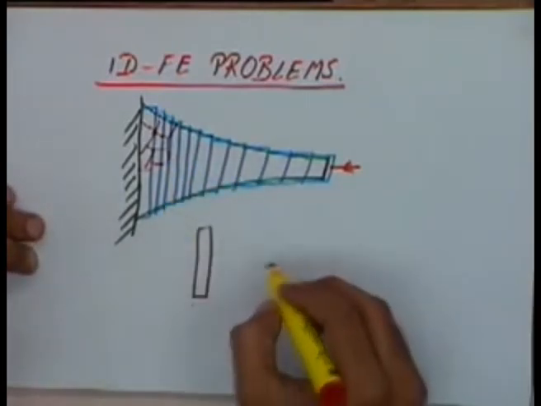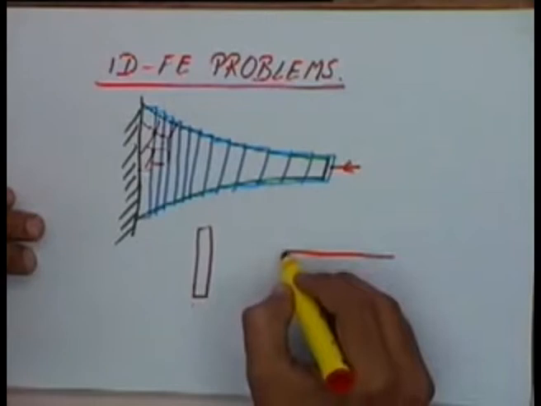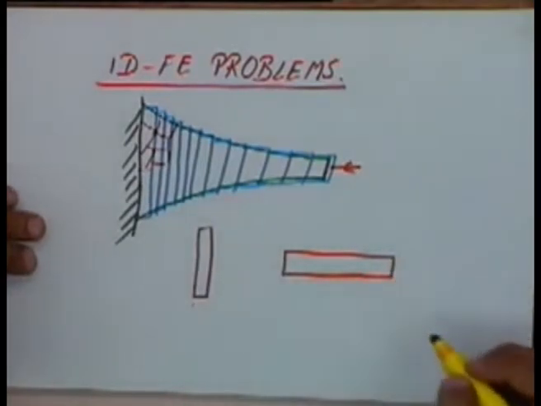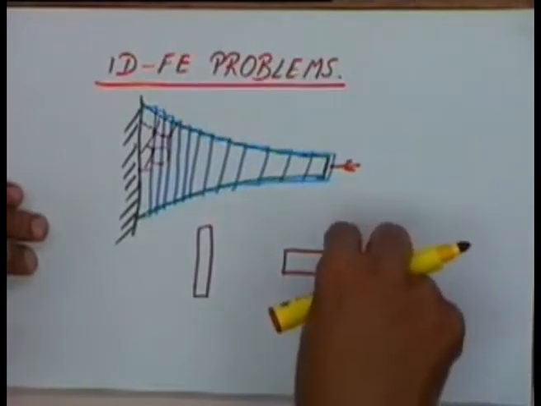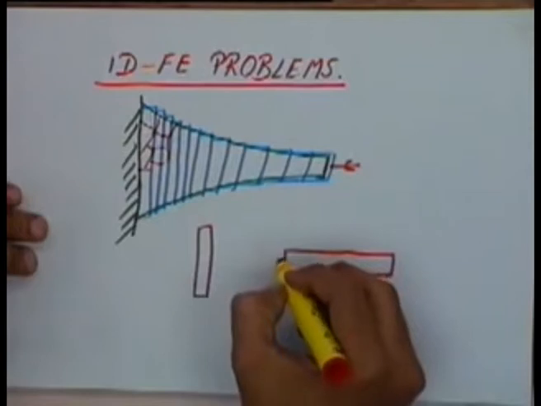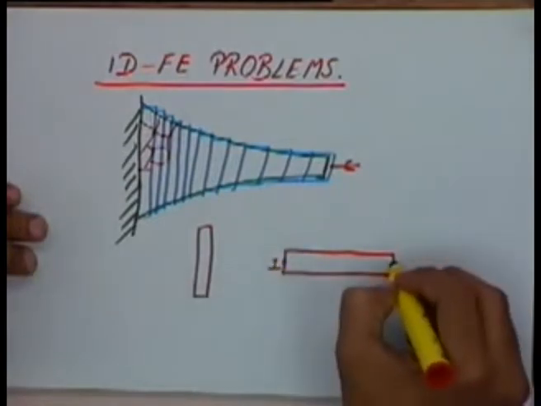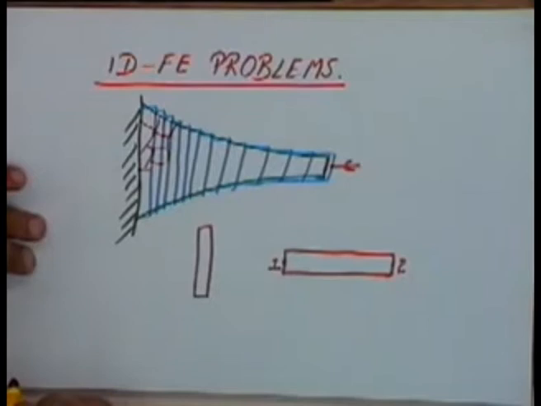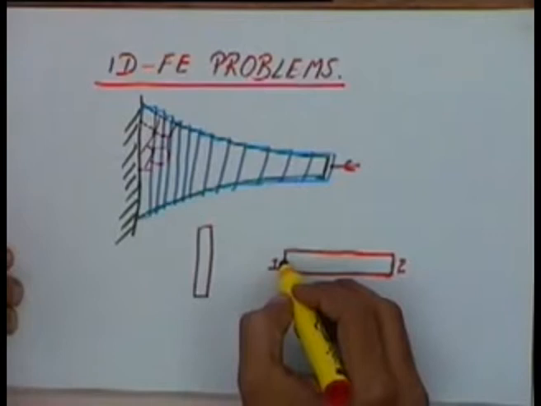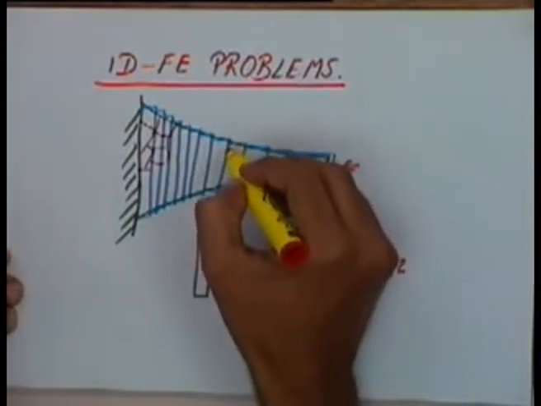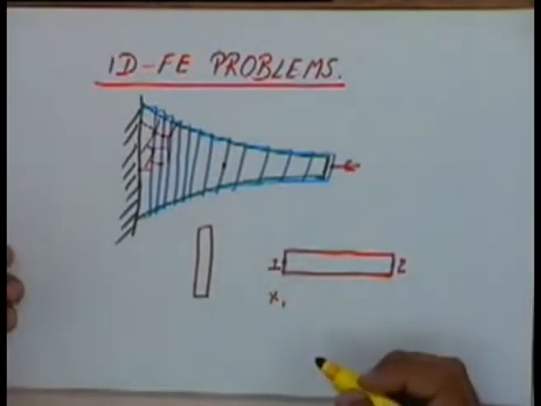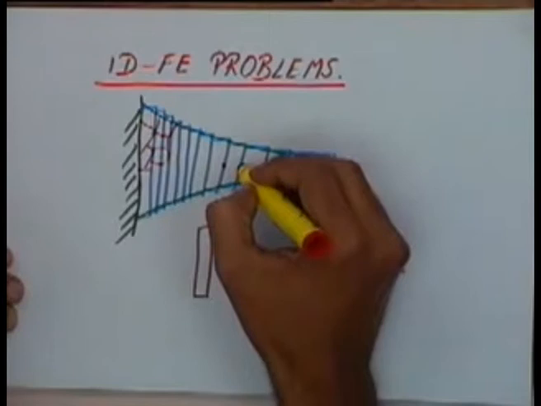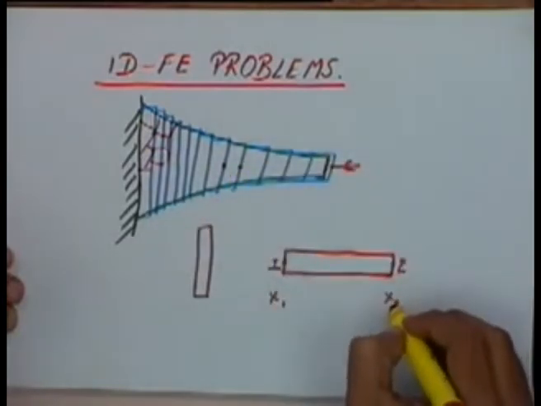So if I take any element, that element essentially looks like this. It is just a rod like element with uniform cross section. On this element, let us say this is my point 1 and this is my point 2. If my element is here, let us say the x coordinate at this point is x1, and the x coordinate at this point is x2.